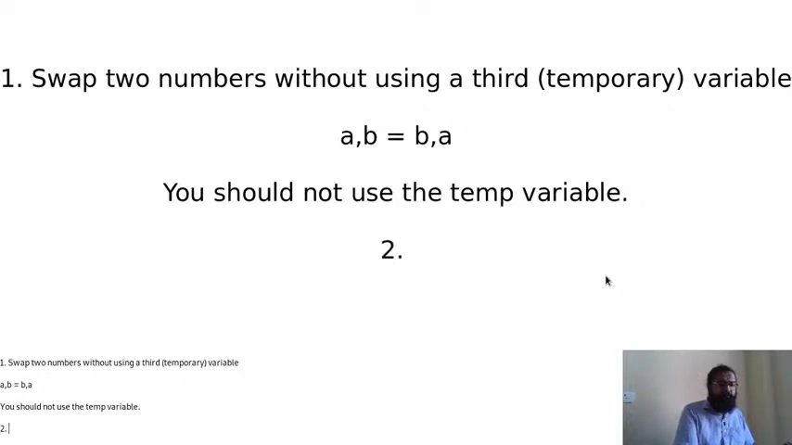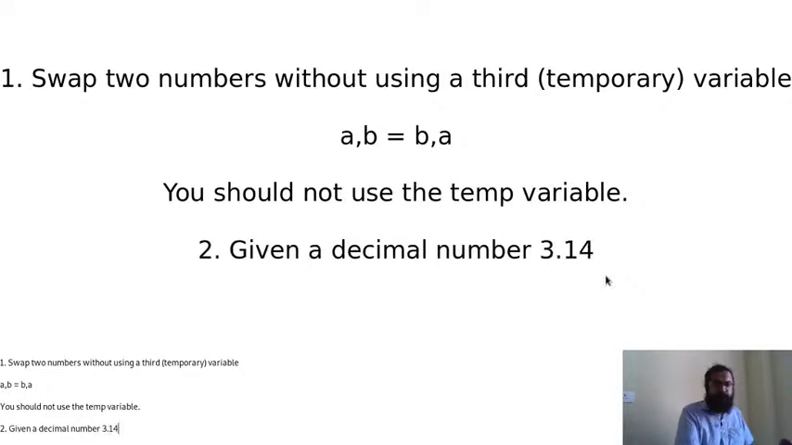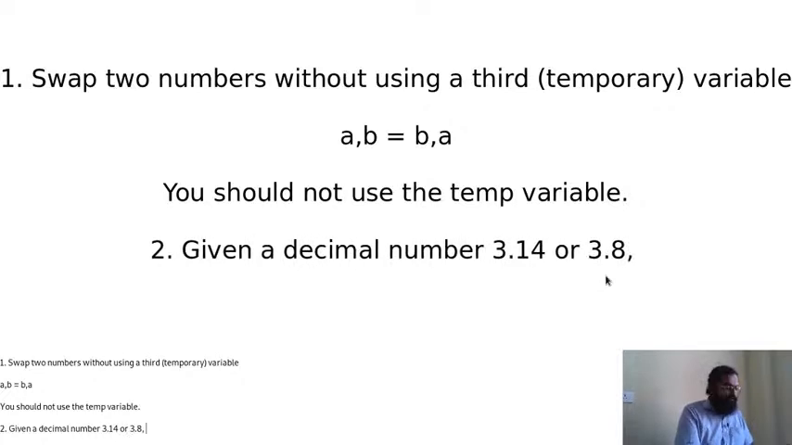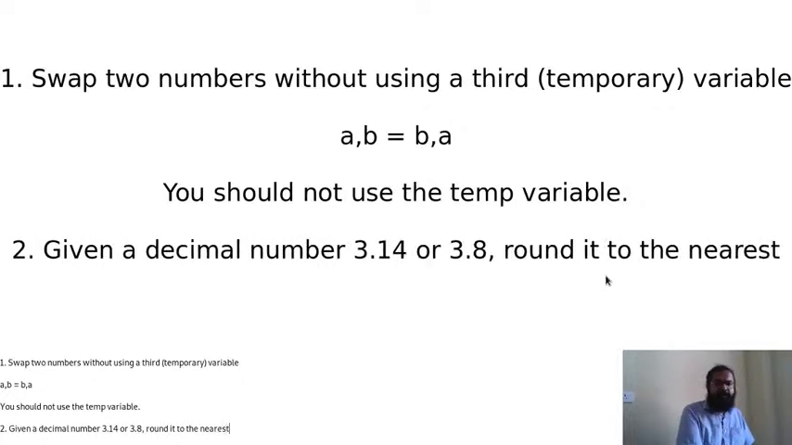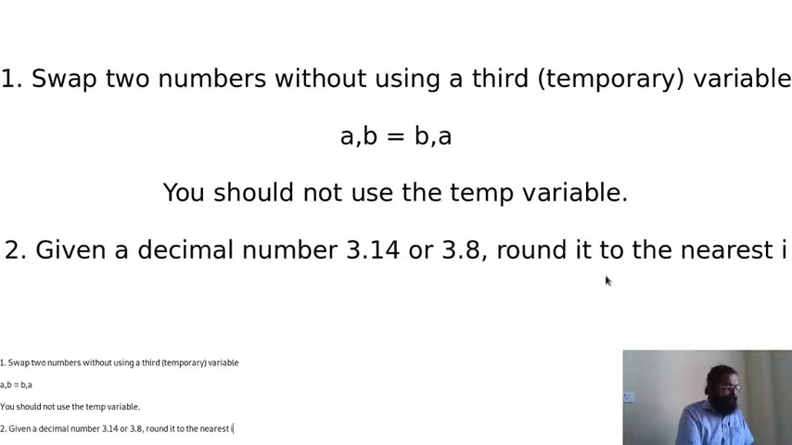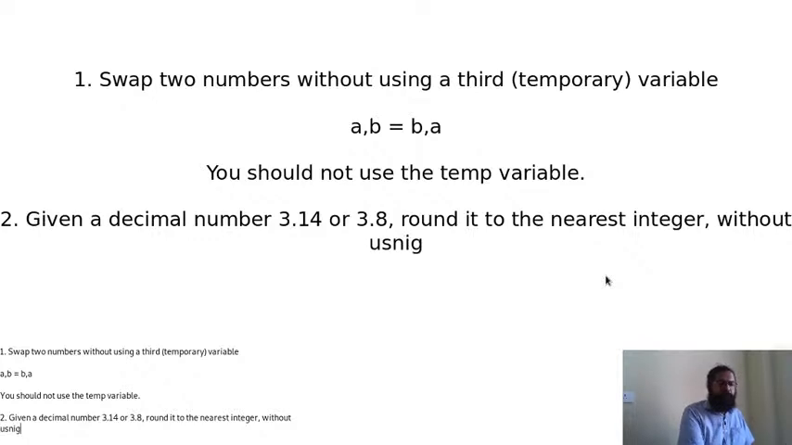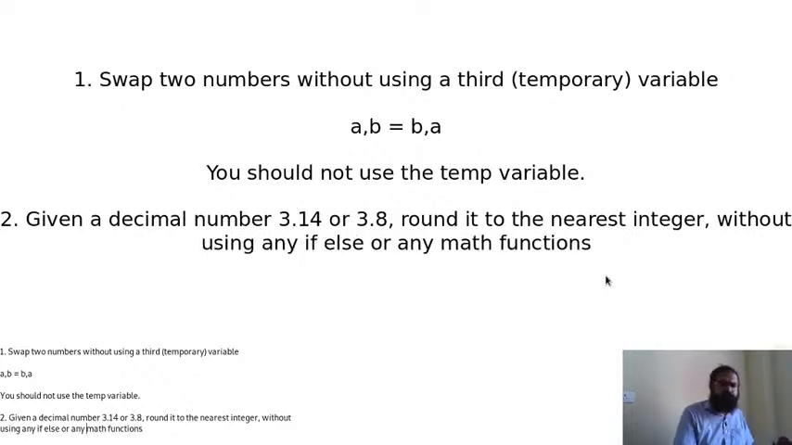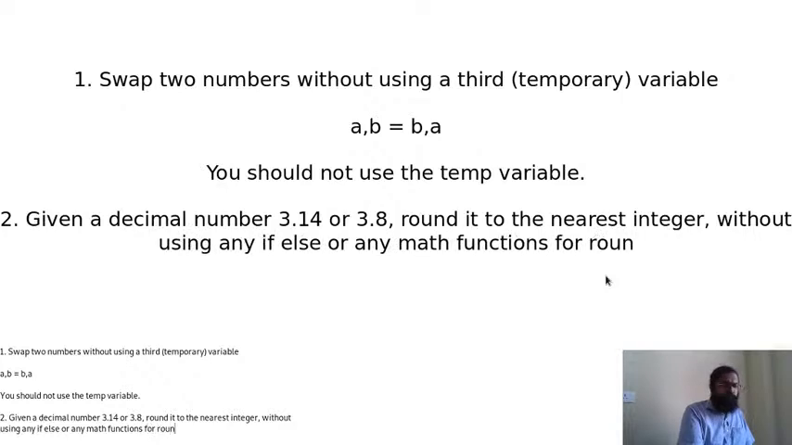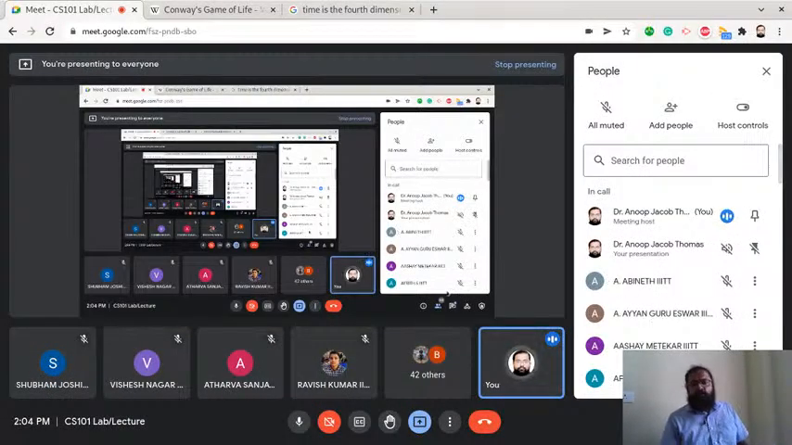Second question is, given a decimal number like 3.14 or 3.8, round it to the nearest integer without using any if else or any math functions. So these are the two questions.